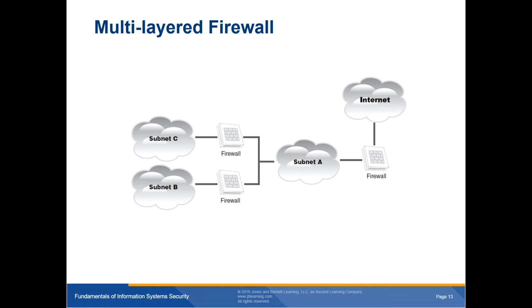Multi-layered firewalls are useful when you have networks with different security levels. General users may connect to subnet A. Users working on a secret research project may connect to subnet B, and then executives may connect to subnet C.